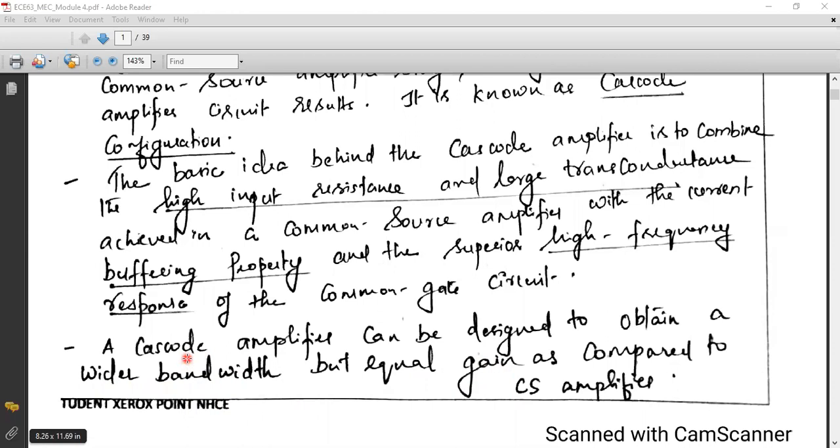So the designer is able to give any signal frequency up to that particular frequency and still get maximum gain. There is no need to worry because it is operating in a wider bandwidth, so a large frequency range can be amplified. That is the advantage of the cascode amplifier. It has wider bandwidth when compared to the typical common source configuration, while the gain of the two configurations is equal.